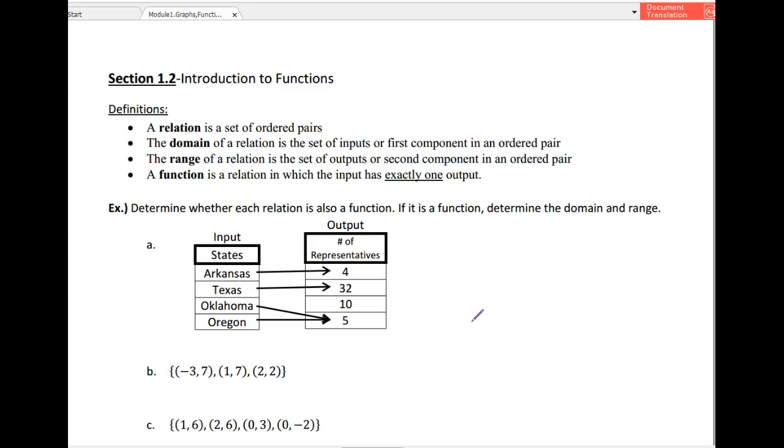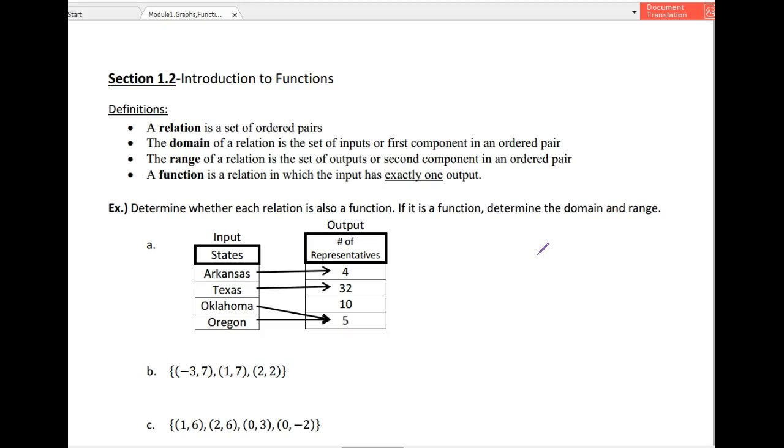Now, a function is a relation in which the input has exactly one output. Okay, meaning if I have an input, it can only go to one output. It can't go to something else as well. It'd be like your boss saying, today you're going to get paid $10 an hour or $2 an hour. Nobody wants to hear that, okay?